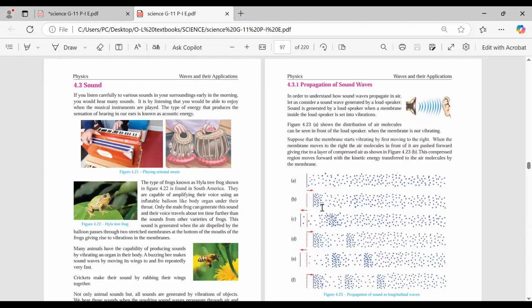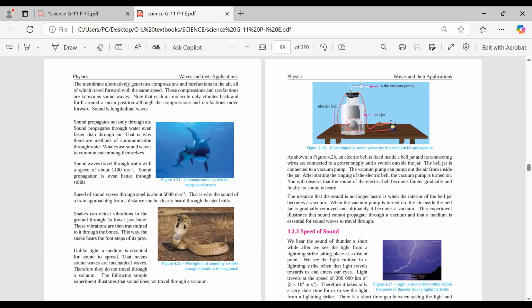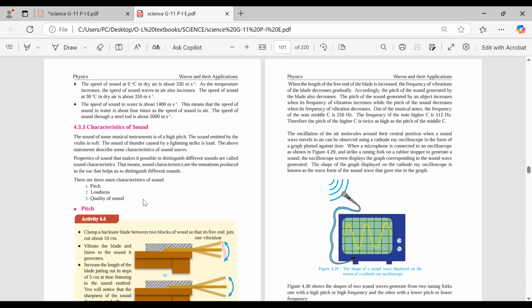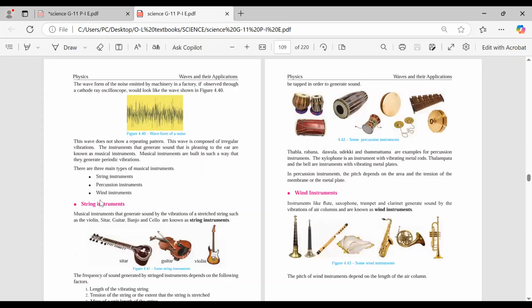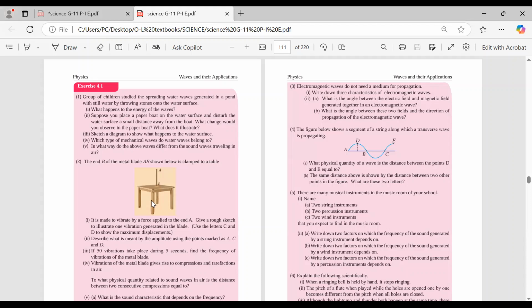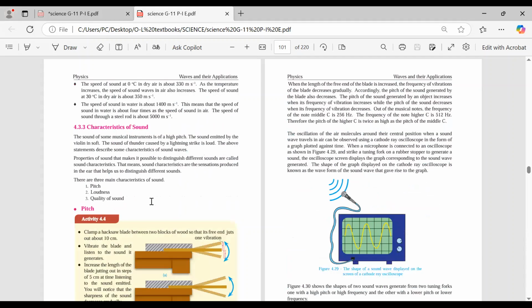And then you have to learn about sound. Sound is a mechanical wave. So once you learn about the electromagnetic wave, you are coming back to the sound, which is what we learned in the last class. Sound is a type of mechanical wave. And then propagation of sound, characteristics of sounds, pitch, loudness, and quality of sound. And then our hearing range and musical instruments, and then we'll be done with the lesson. So let's see how far we can go.